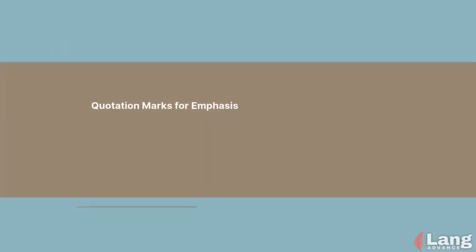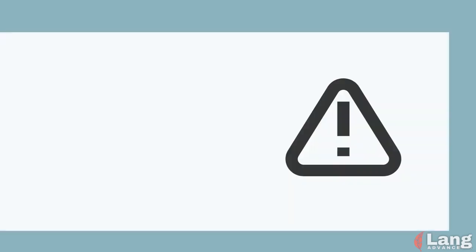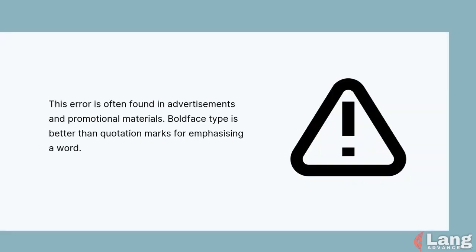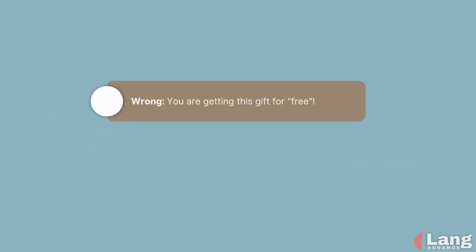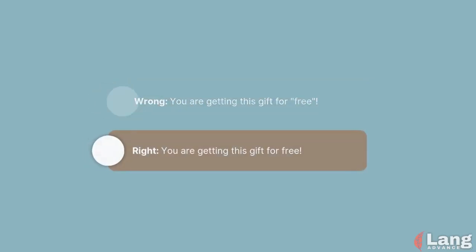Quotation marks for emphasis. A quotation mark is typically used to quote a speech, sentence, or word. Irony can also be expressed using them. Comments or corrections cannot be accented with them. The error is often found in advertisements and promotional materials. Boldface type is better than quotation marks for emphasizing a word. Wrong. You are getting this gift for free. Right. You are getting this gift for free.